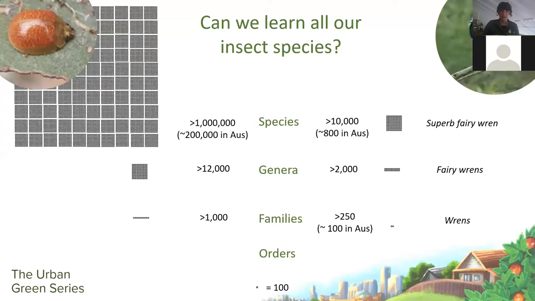Now we've reached orders, which is a much larger taxonomic grouping. It's the equivalent of looking at a bird and saying, that's a songbird. I don't know what kind, but it's a songbird. And for insects, it's the equivalent of looking at an insect and saying, well, that's a beetle. I don't know what kind, but it looks like a beetle. And finally, we've reached a manageable number of different groups that we might want to try and learn, and that's orders of insects. These are things like the beetles, Coleoptera, or the butterflies and moths, Lepidoptera. Those are orders.